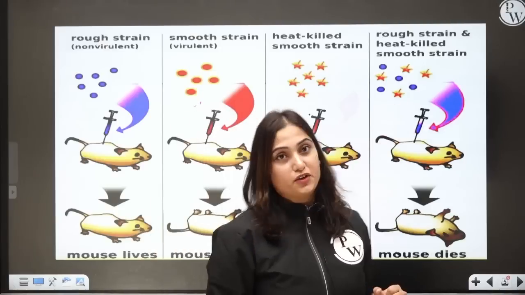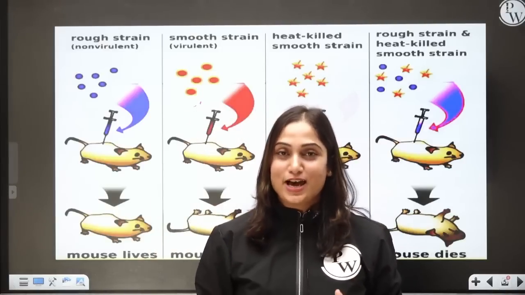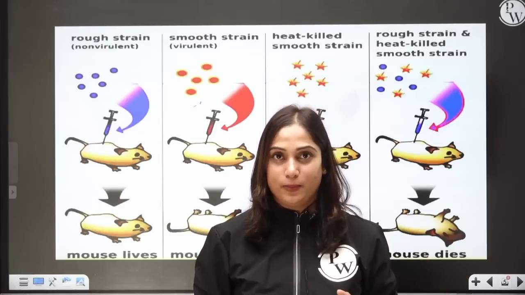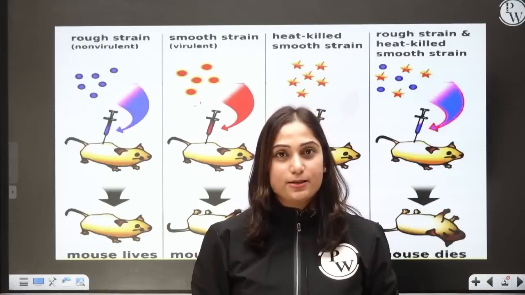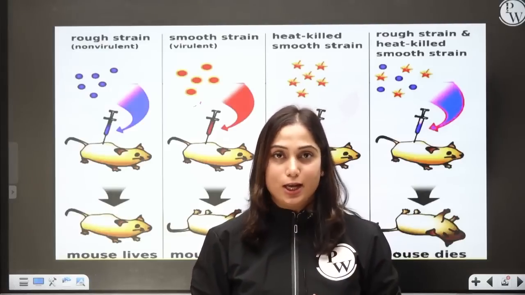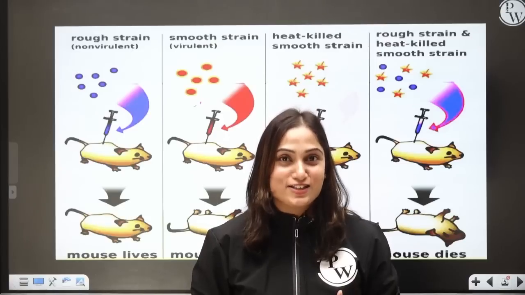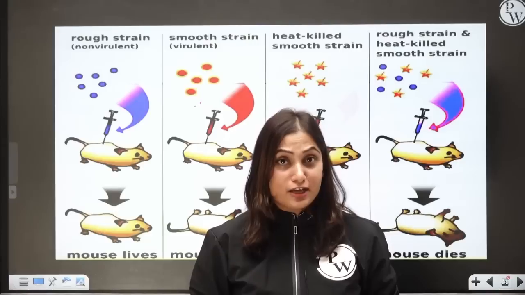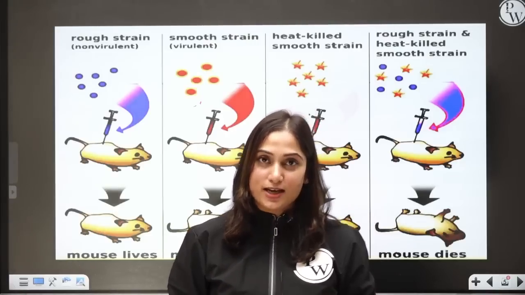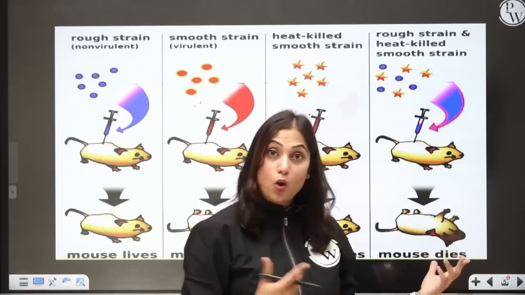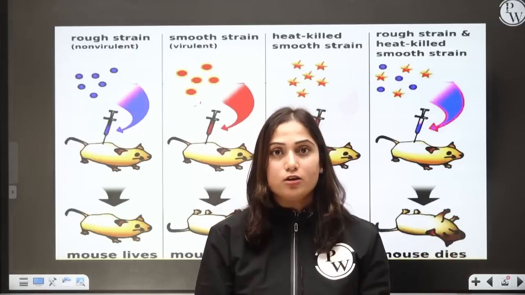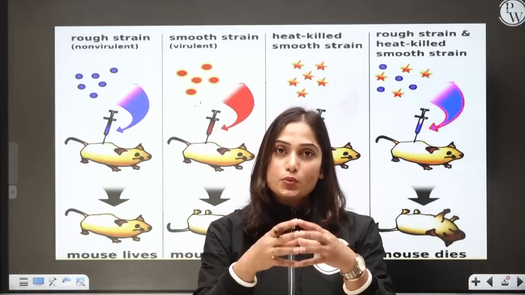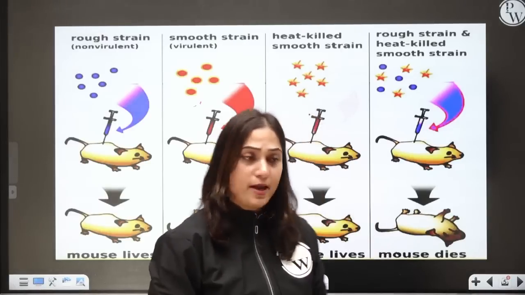And in the fourth set of experiment, he took a mixture of living R strain and heat-killed S strain. So, what was anticipated? That R strain cannot cause the disease and S strain is inactivated. So, the mice should have lived. But to his surprise, the mice died. Why did it happen? R strain cannot cause the disease and S strain is inactivated, still the mice died. So what was the conclusion of this experiment?